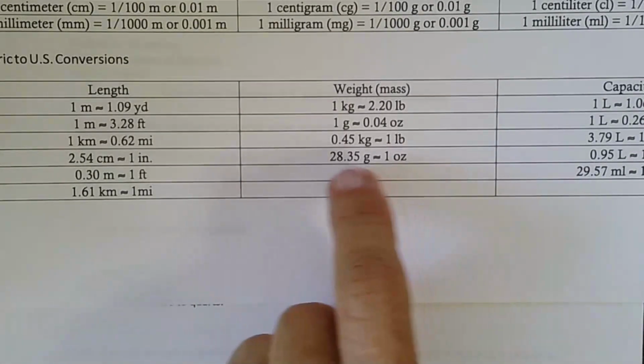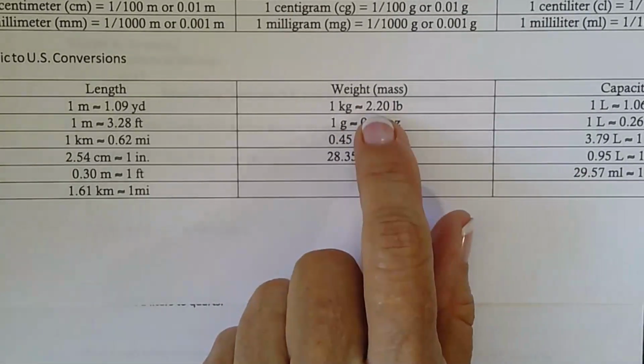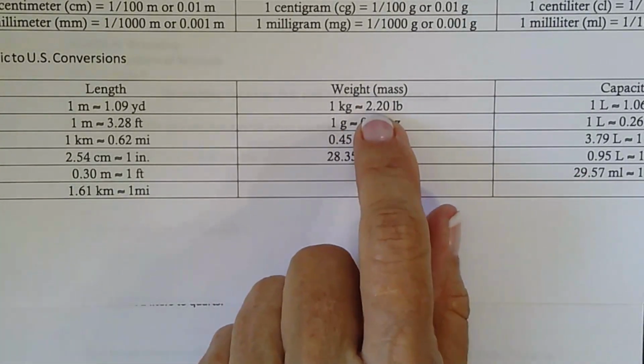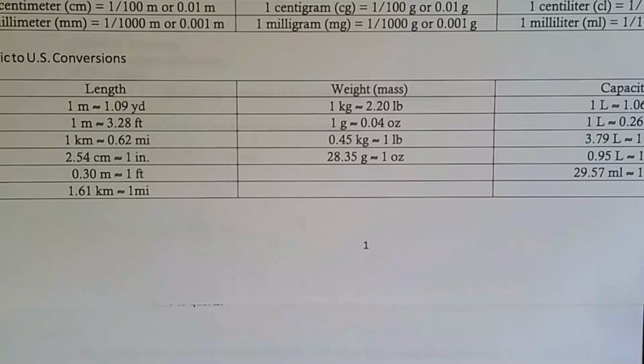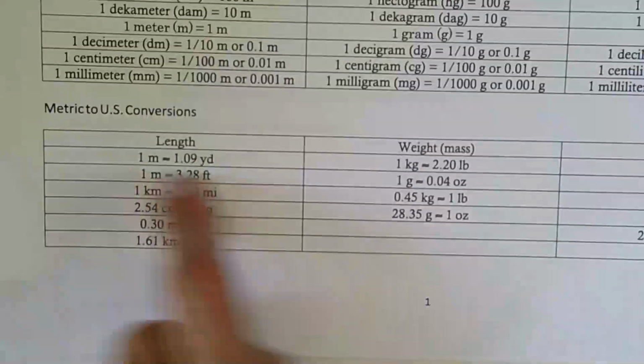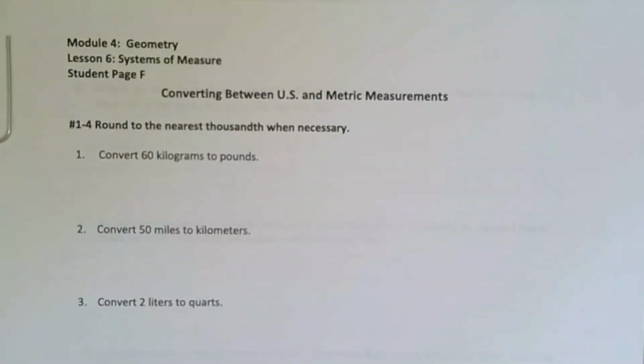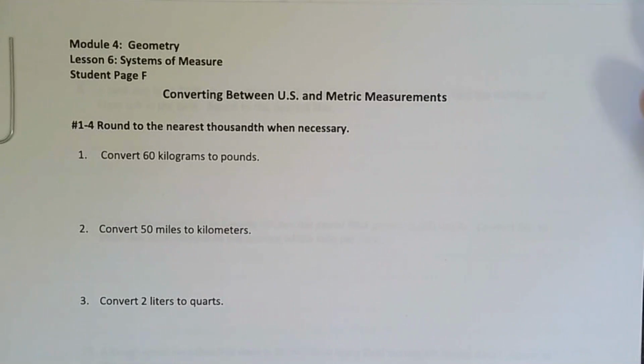Like this one, I would never remember that. 1 ounce is 28 grams. I like to try and remember this because of weight. 1 kilogram, 2.2 pounds. But yeah, so we'll be using this a lot. So make sure you have that third row, metric to US, handy, because we'll be using it on every single problem.